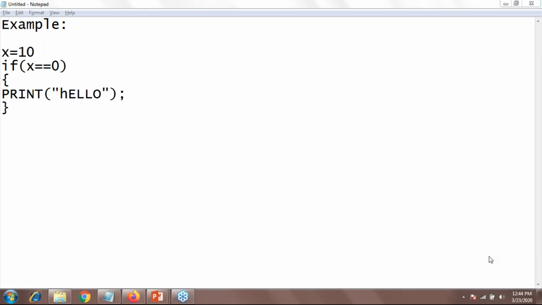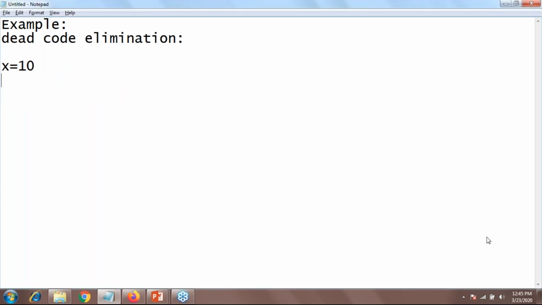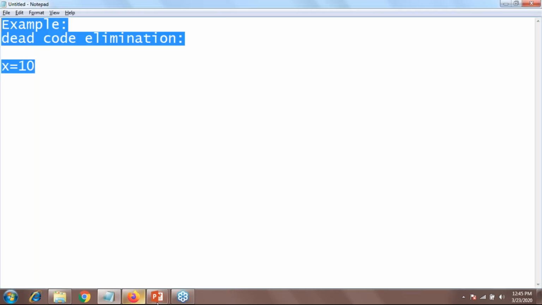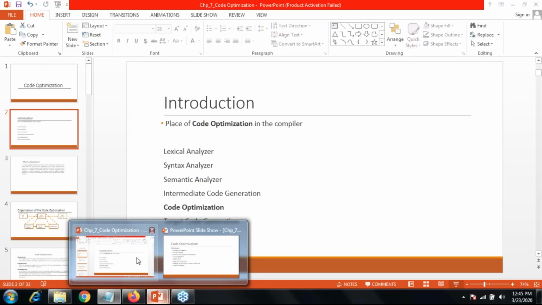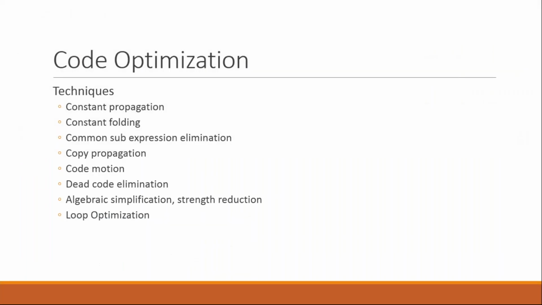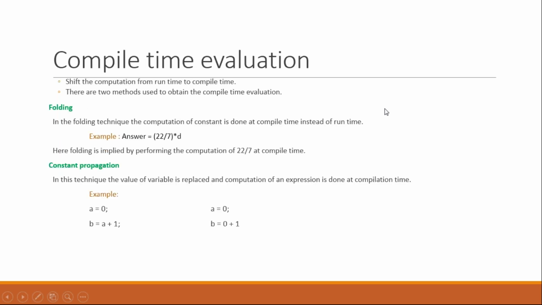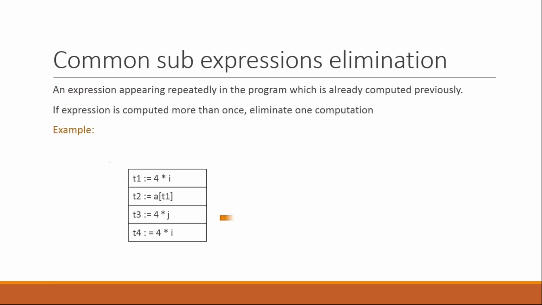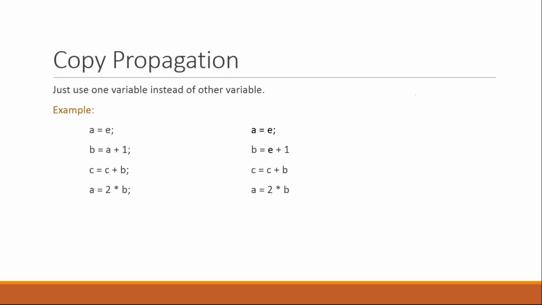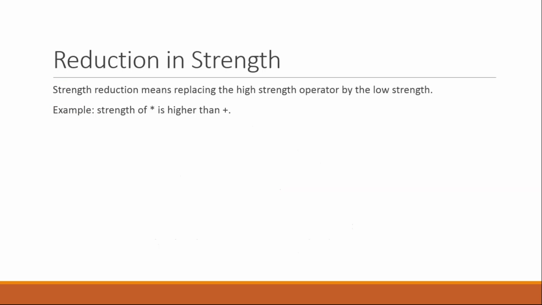So if we have a code something like this, then at that time you can delete this code. Okay, very good. Akshay, dead code elimination, yes, good. Okay, so I think there is no problem in our optimization methods, right? Let's move further. Compile time evaluation, we already discussed. Common sub expression, we already discussed. Copy propagation, we already discussed.